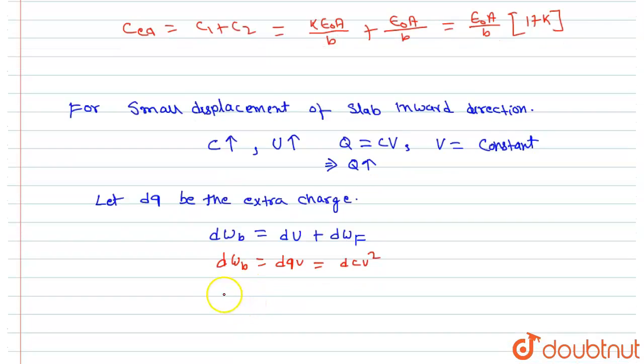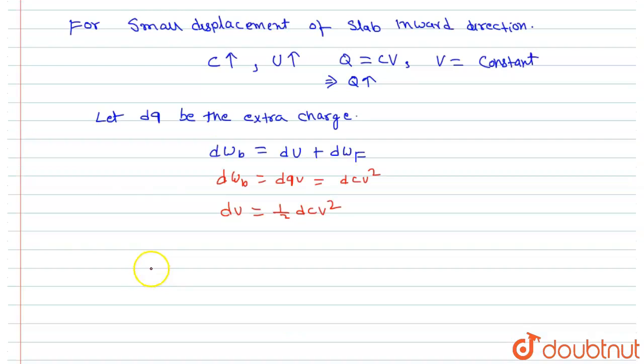Now we can find du. It is equal to 1 by 2 d into c into v square, clear. Now this value we have to put in this equation. Let us consider this is the third equation, so in this equation we have to put this value, clear.